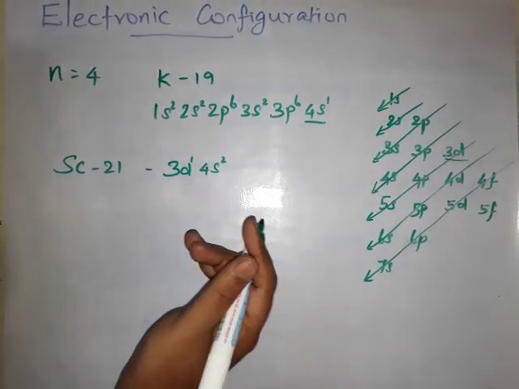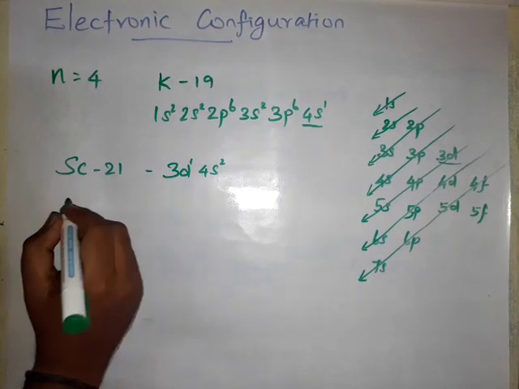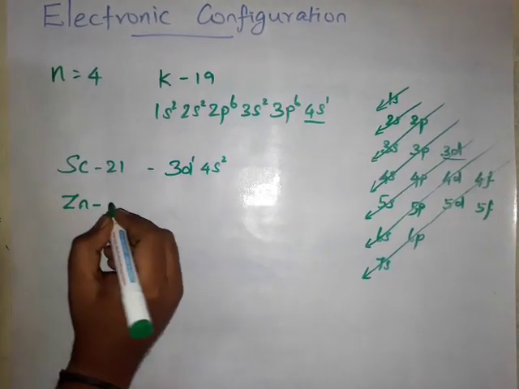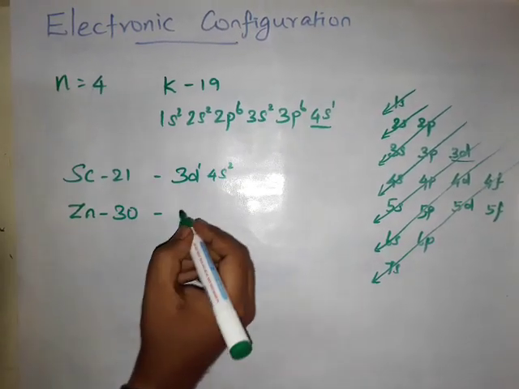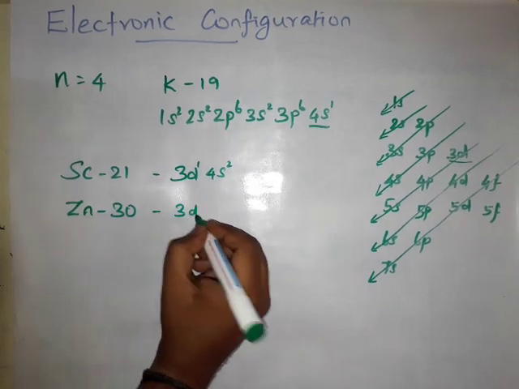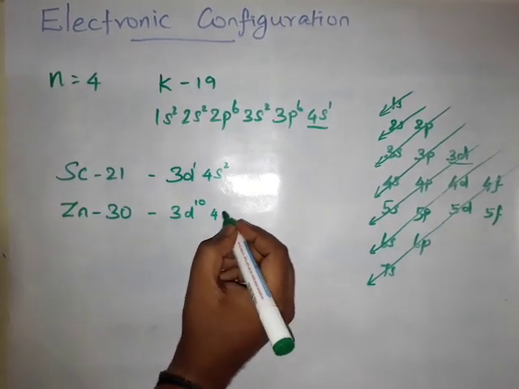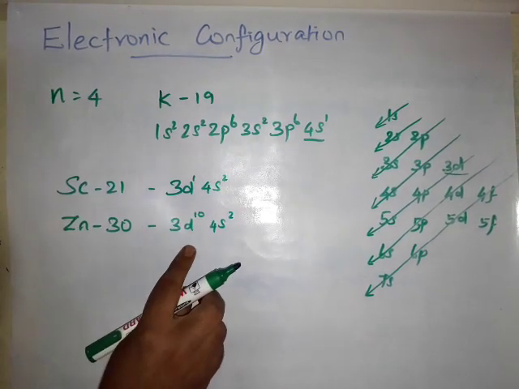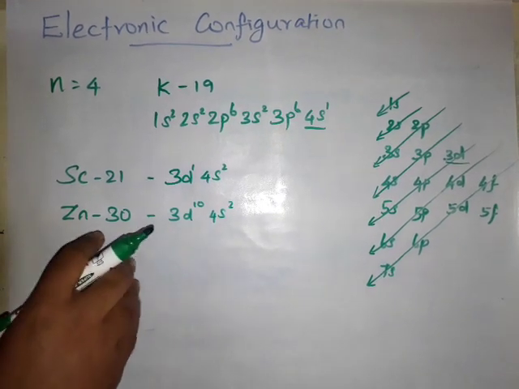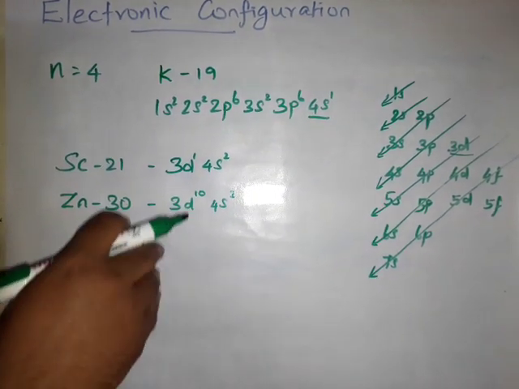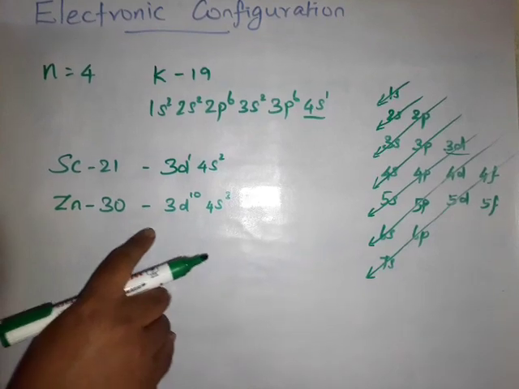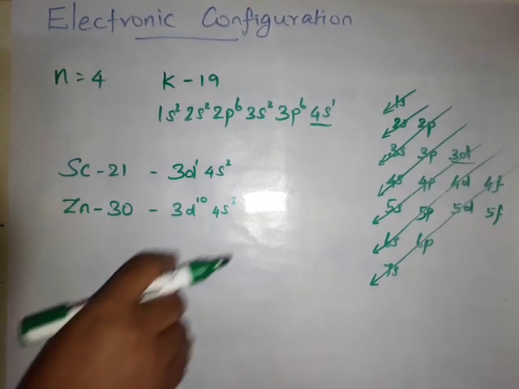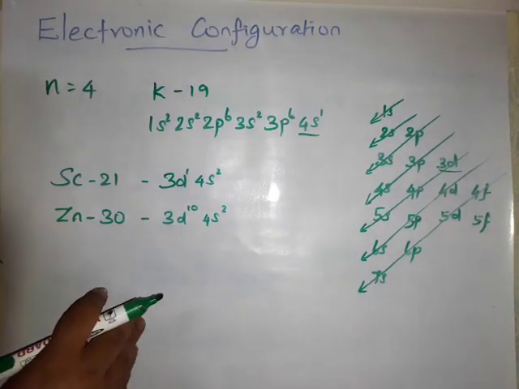Then this 3d series ends with zinc, atomic number 30. The electronic configuration ends with 3d10, 4s2. So the fourth period ends at krypton with the filling of the 4p orbitals. Altogether we have 18 elements in the fourth period.